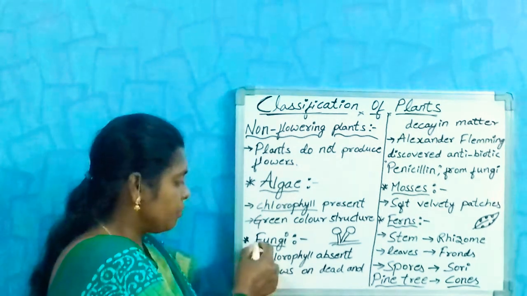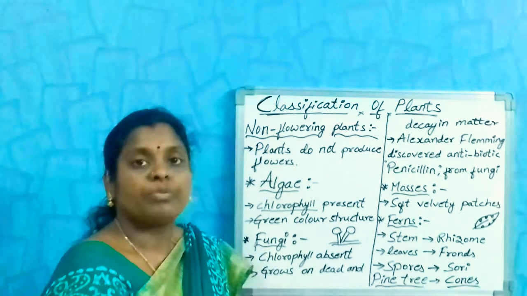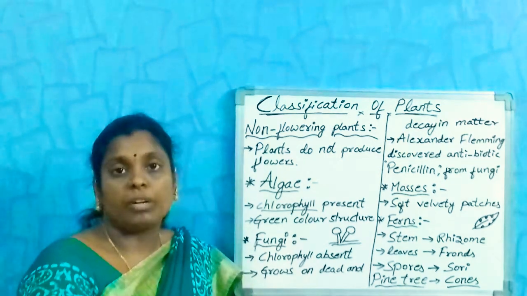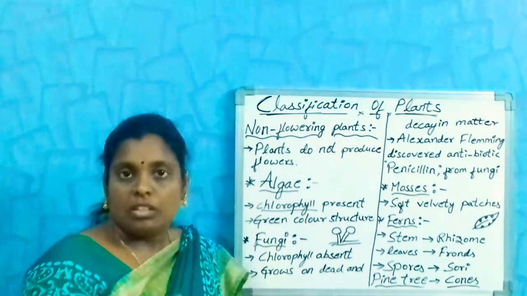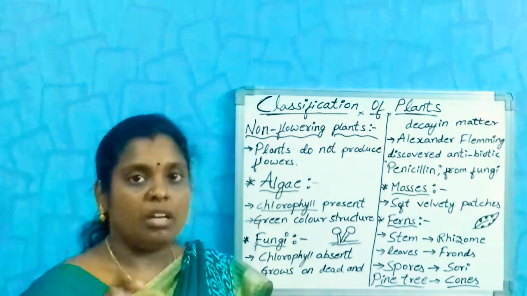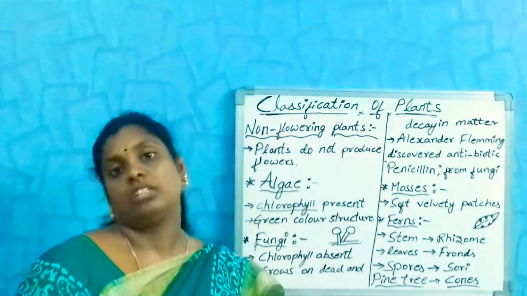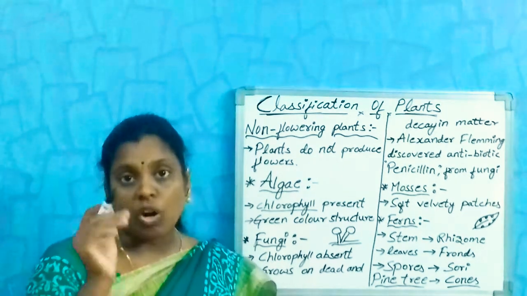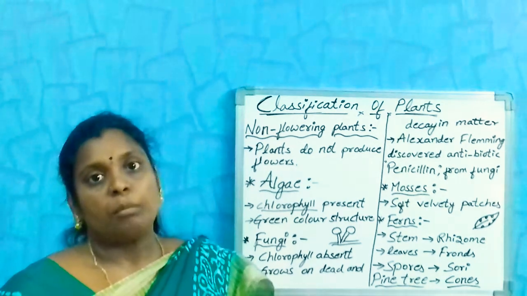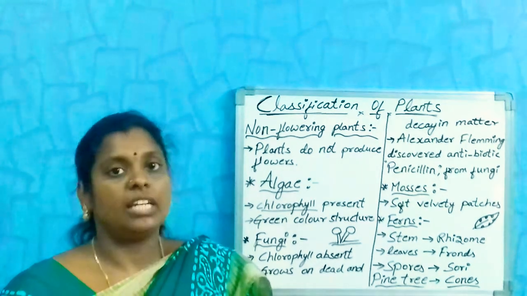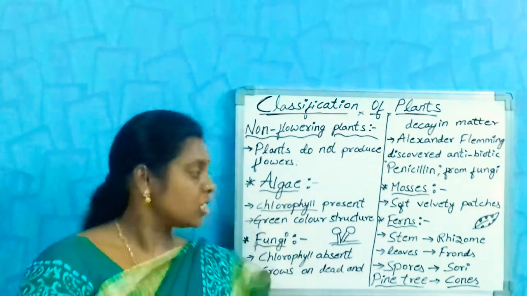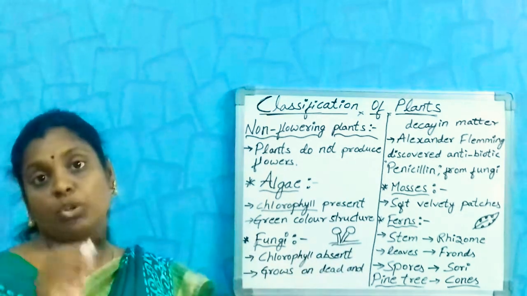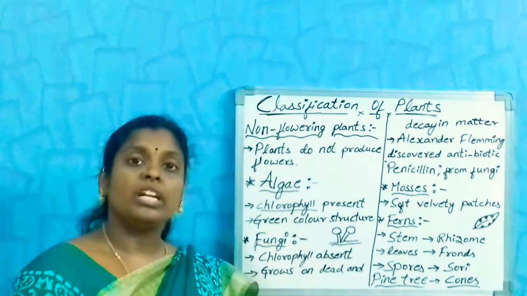Next one is fungi. What are fungi? Have you ever seen rotted bread? If you keep a slice of bread in a polythene cover for more than 2 weeks, you can observe small thread-like structures which are blackish in color, or sometimes greenish thread-like structures, and a dot-like structure is present above it. Those are nothing but fungi.